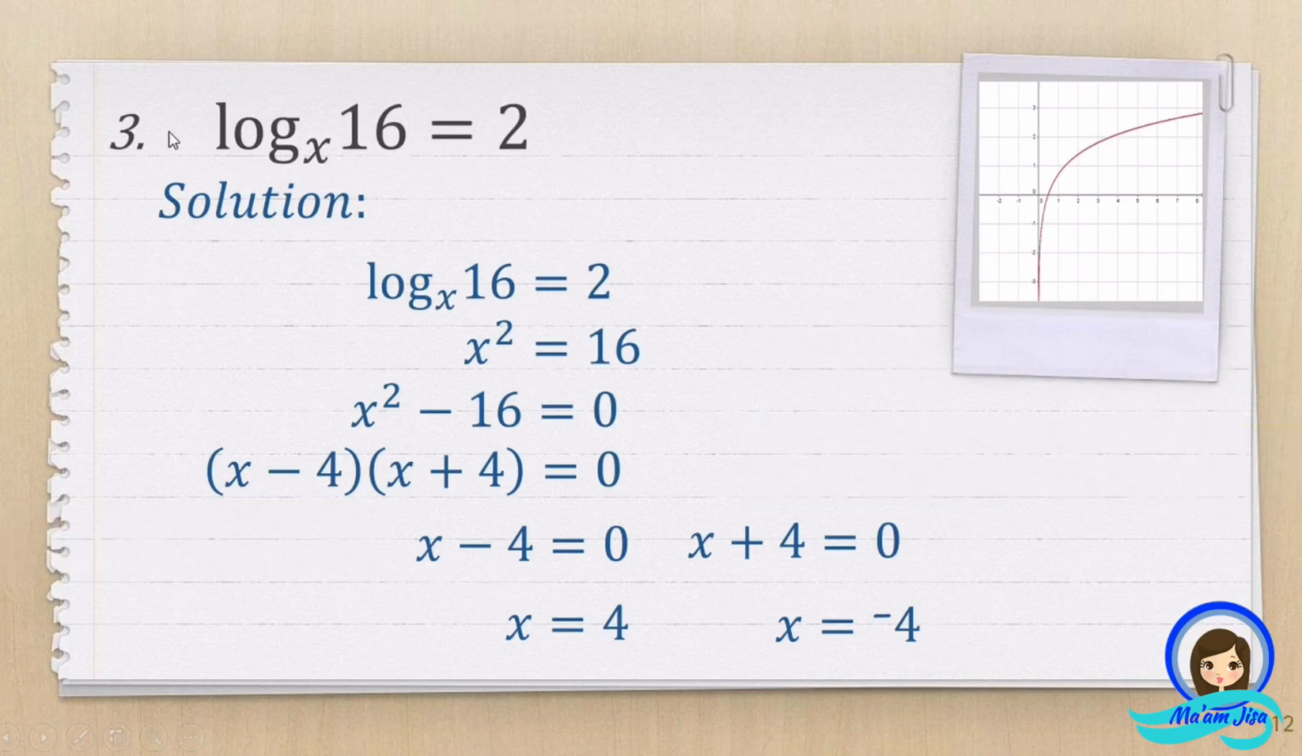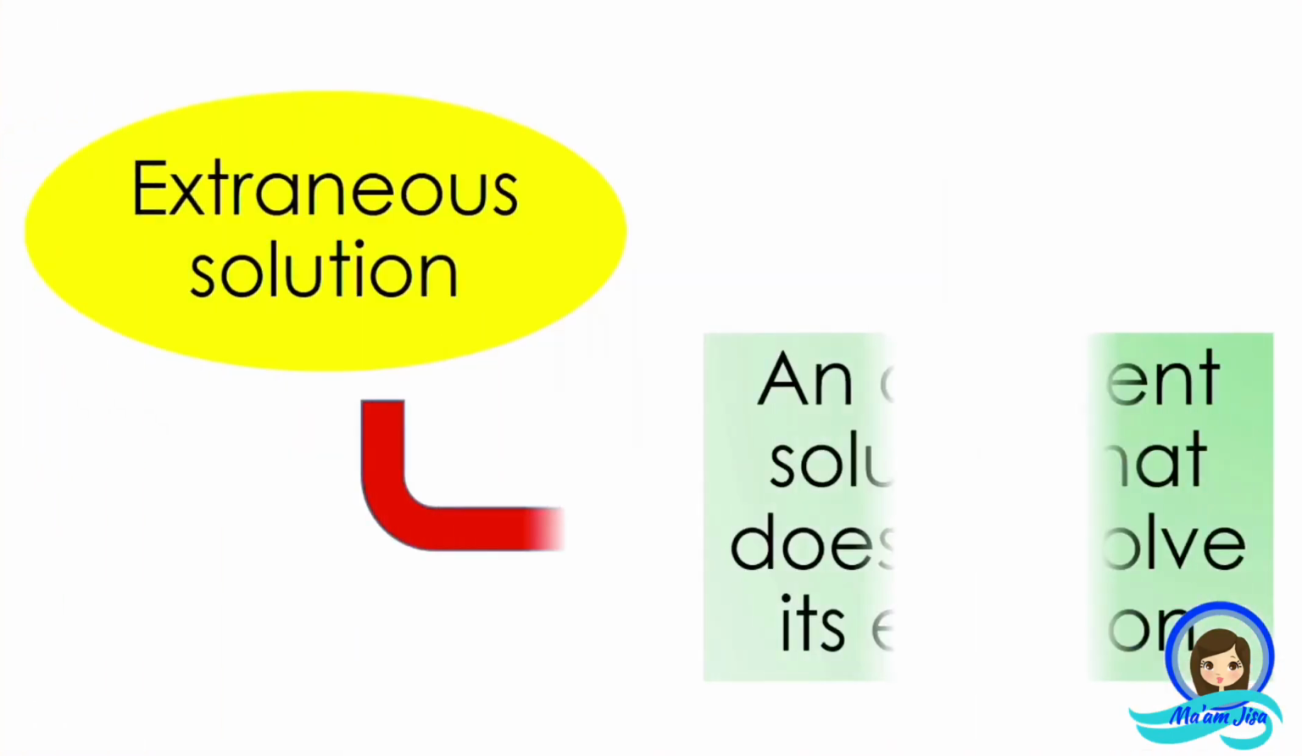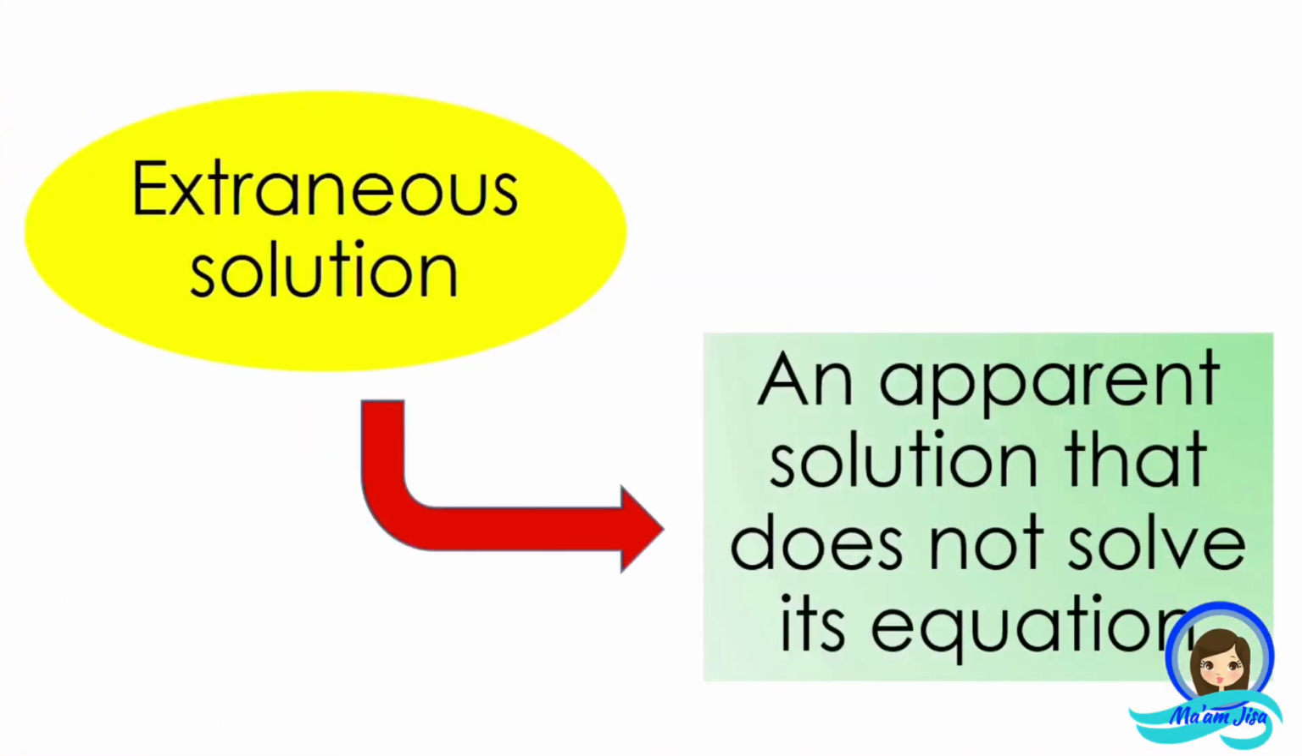To check that one, 4 is a solution since logarithm of 16 to the base 4 is defined. Negative 4 is not a solution since logarithm of 16 to the base of negative 4 is not defined. Remember, the base cannot be negative. X equals 4 is the only solution and x equals negative 4 is an extraneous solution. An extraneous solution, as I recall, is an apparent solution that does not solve its equation.